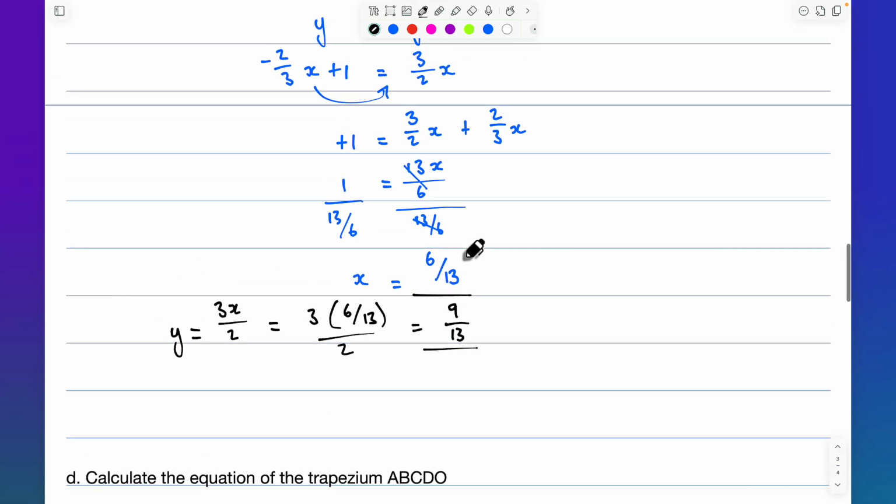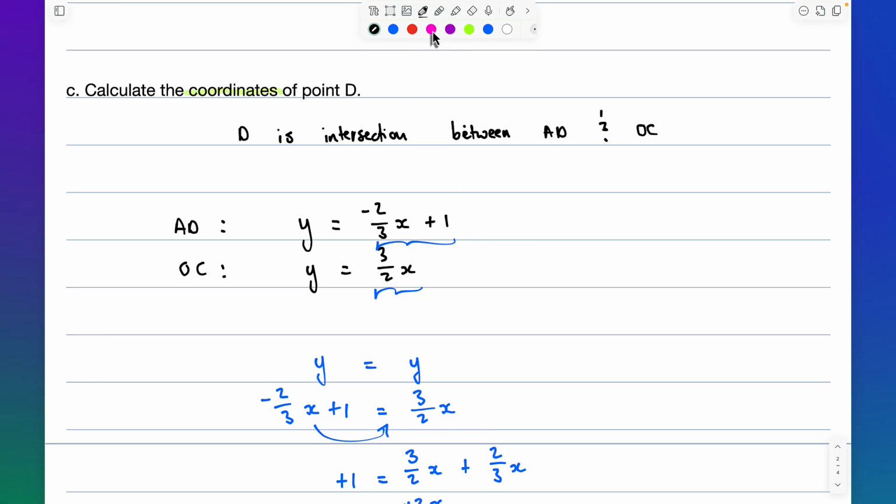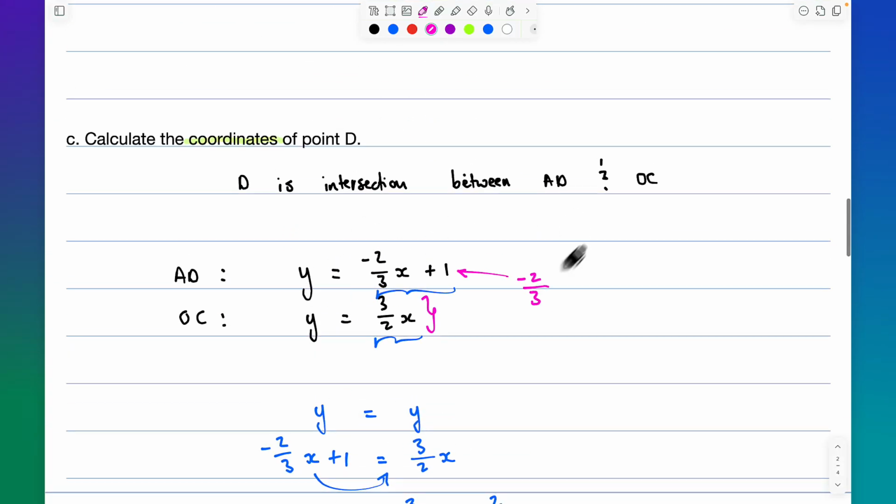Now, just to give ourselves a little bit of peace of mind, we are also going to come back here. Because we've just used this equation to find y, but that other equation is also supposed to give you the same y if you plug in the same value of x. So let's put that value in to make sure our answer was correct. So negative 2 over 3 multiplied by the x value, which is 6 over 13.